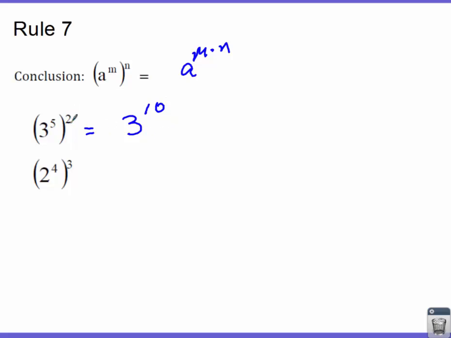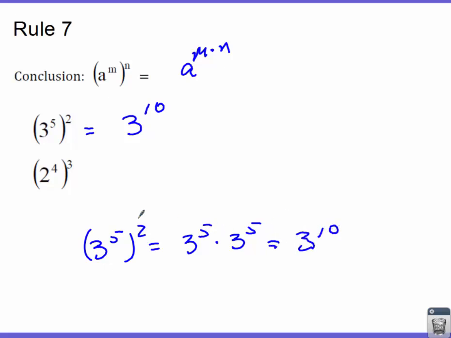Because what this really says is I need 2 of whatever's on the inside. So if that means I need 2 of whatever's on the inside, that means I've got 3 to the 5th times 3 to the 5th. And if we go back to rule number 5, if our bases are alike, we add our exponents together. So, in essence, the quick way of doing it is just multiply these two together. So if we do that in the second example, we keep our base, we multiply our exponents together. 4 times 3 is 12.